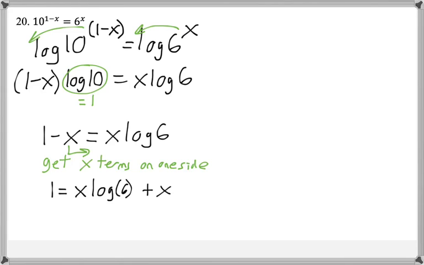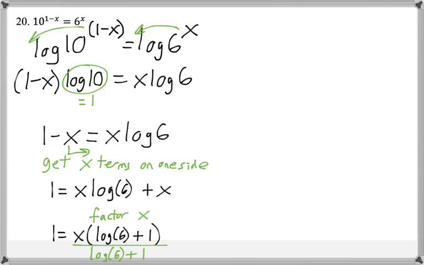And again, we want to move all of our x terms onto one side so that we can factor out x as a GCF. So 1 is equal to x times log of 6 plus 1. Next, we want to divide both sides by log of 6 plus 1.